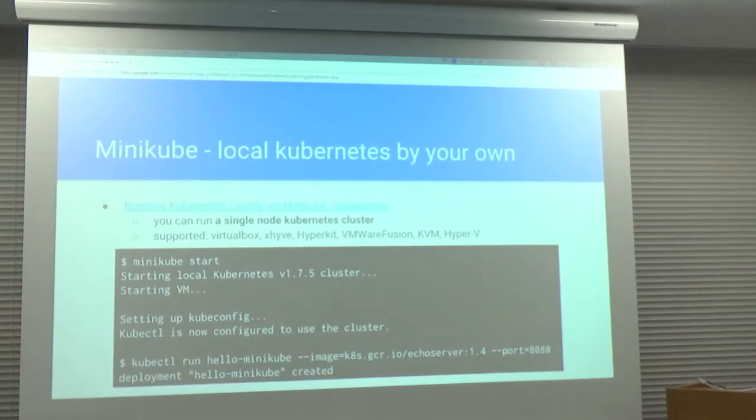And the next one is Minikube. This can run a local single-node Kubernetes cluster, and supports virtual hypervisors or virtual environments, VirtualBox, xhyve, I don't know how to read it, or other hypervisor platforms. And minikube start spawns a single-node Kubernetes cluster in your local, and then kubectl is ready for you.